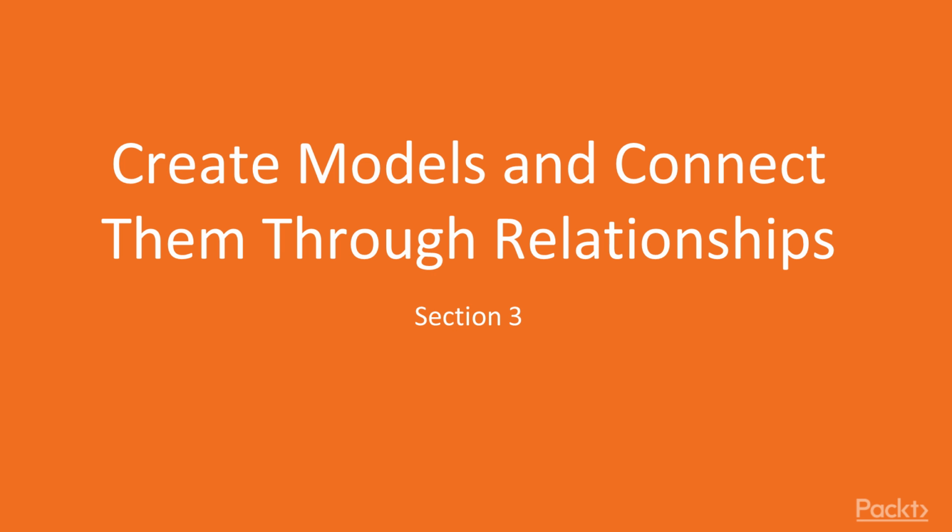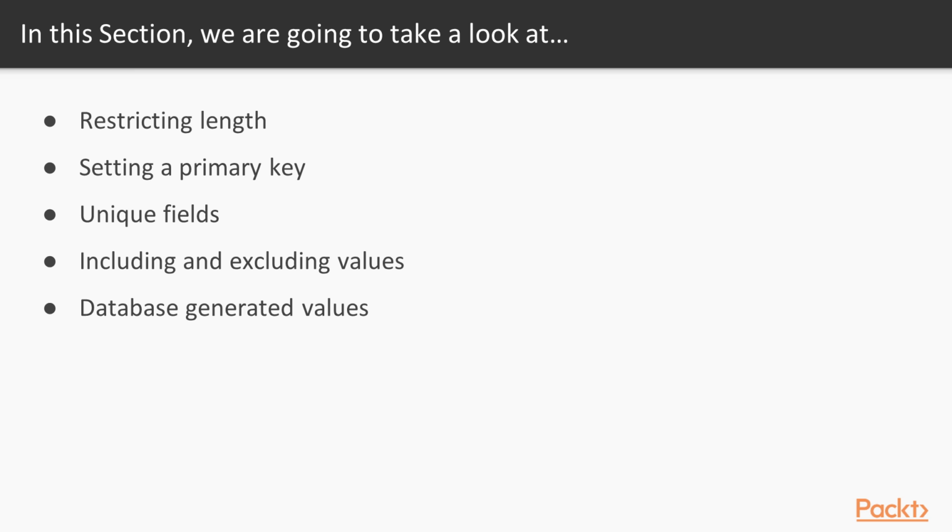Welcome to the third section of this course. In this section, we will study models in depth and we will see how we can work with advanced relationships between them. We're going to start this section with something simple. We will see how we can restrict the length of a string value in the database. We will then see how we can set up a primary key both implicitly and explicitly. Then we will find out about alternate keys and how they can help us define unique fields.